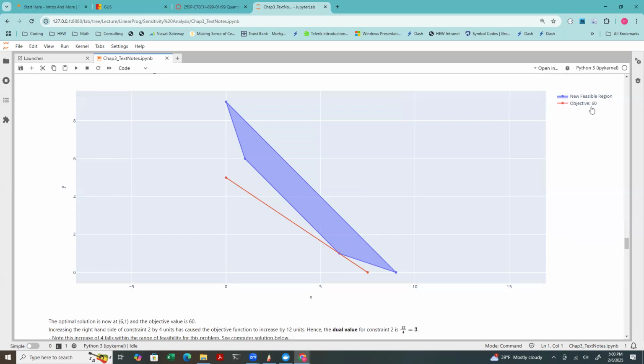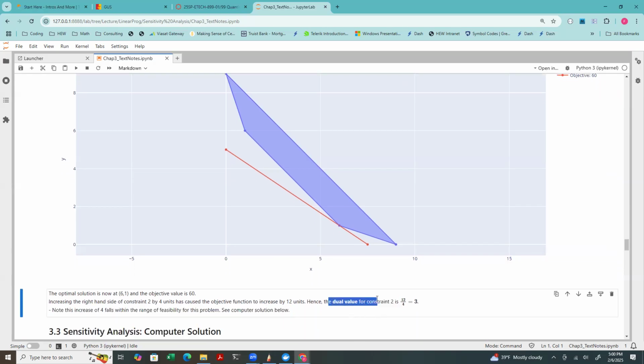So I have now taken the objective function from 48 to 60. That is a difference of 12, so the objective function increased by 12. That constraint's right-hand side value went from 10 to 14, so that increased by 4. So the per unit increase for that constraint's right-hand side value is 12 over 4, or 3. We would consider this value of 3 to be the dual value for constraint number 2.